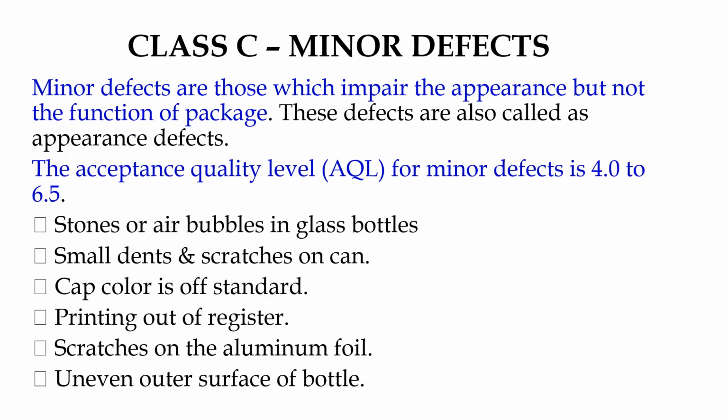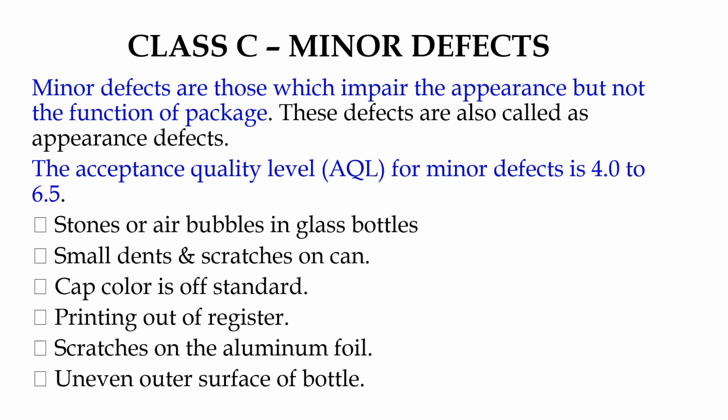Next, we move on to class C, minor defects. As the name suggests, minor defects. These are those defects which impair the appearance but not the function of the package. So it is actually impairing the appearance but not the functionality. These defects are also called the appearance defects. The acceptance quality level for minor defects is 4 to 6.5.